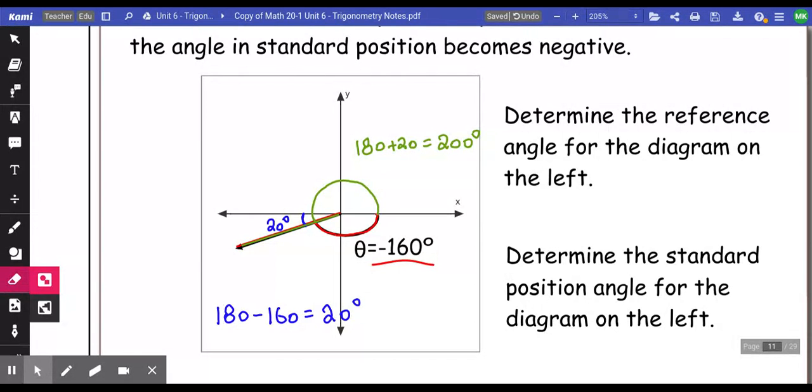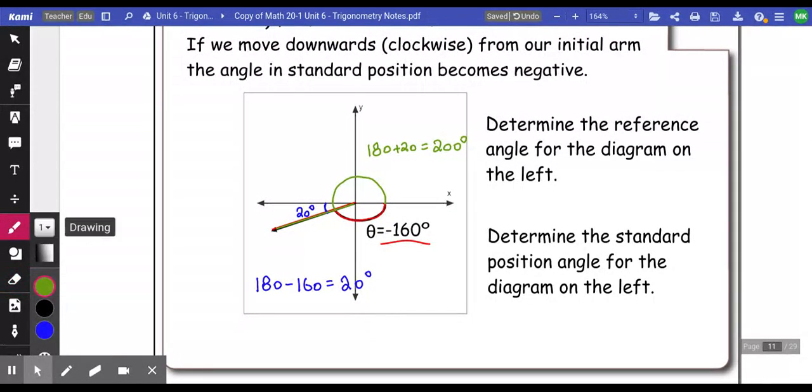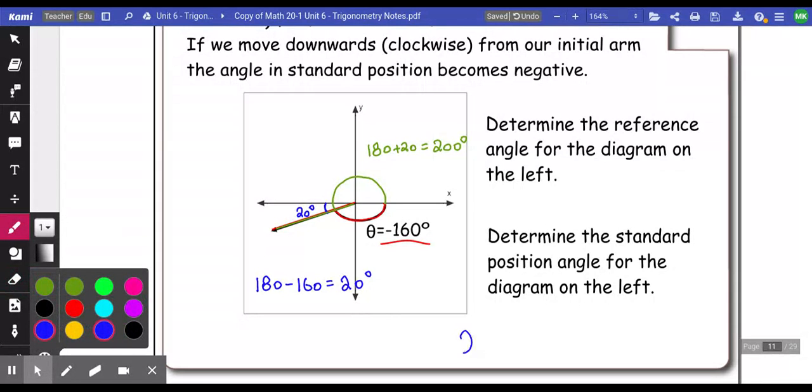Notice they both got you to the same spot, right? Because they got you to the same spot, that means 200 degrees and negative 160 degrees are coterminal angles. They get you to the same spot. It's just one rotated positively, which is counterclockwise, one rotated negatively, which was clockwise. But they got you to the same spot.